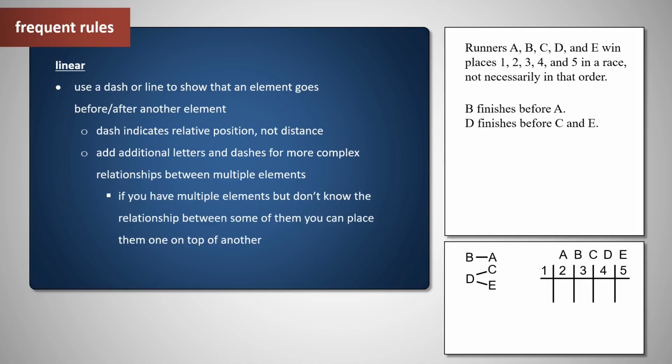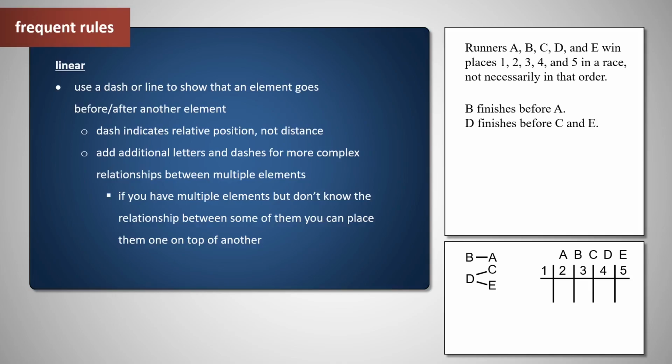And if you have multiple elements but don't know the relationship between some of them, in this case C and E, we don't know if C is before E or C is after E, you can place them one on top of another. This is how I would want you to draw a situation like this, where you're told that D is before C and it's before E. So you've got two dashes going from D to C and E.